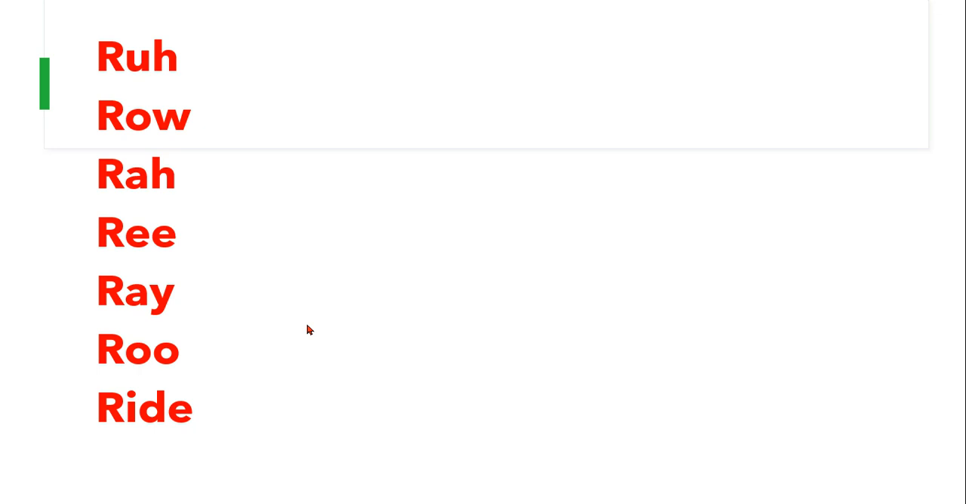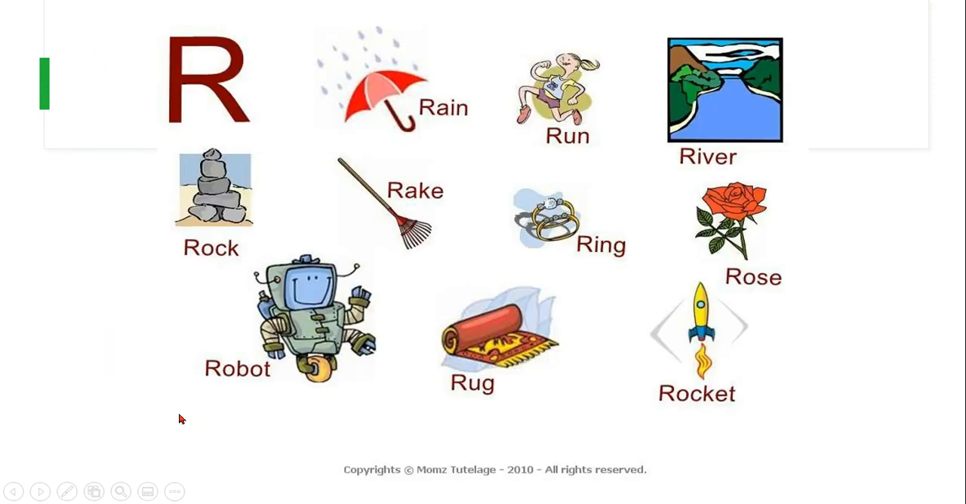Okay, get your R position. Tongue up, high and in the back, way in the back. Makes you kind of talk like this. And then round your lips forward and say ruh, ruh, row, row, rah, rah, ree, ree, ray, ray, roo, roo, ride, ride. Okay. Here are some R words to practice.